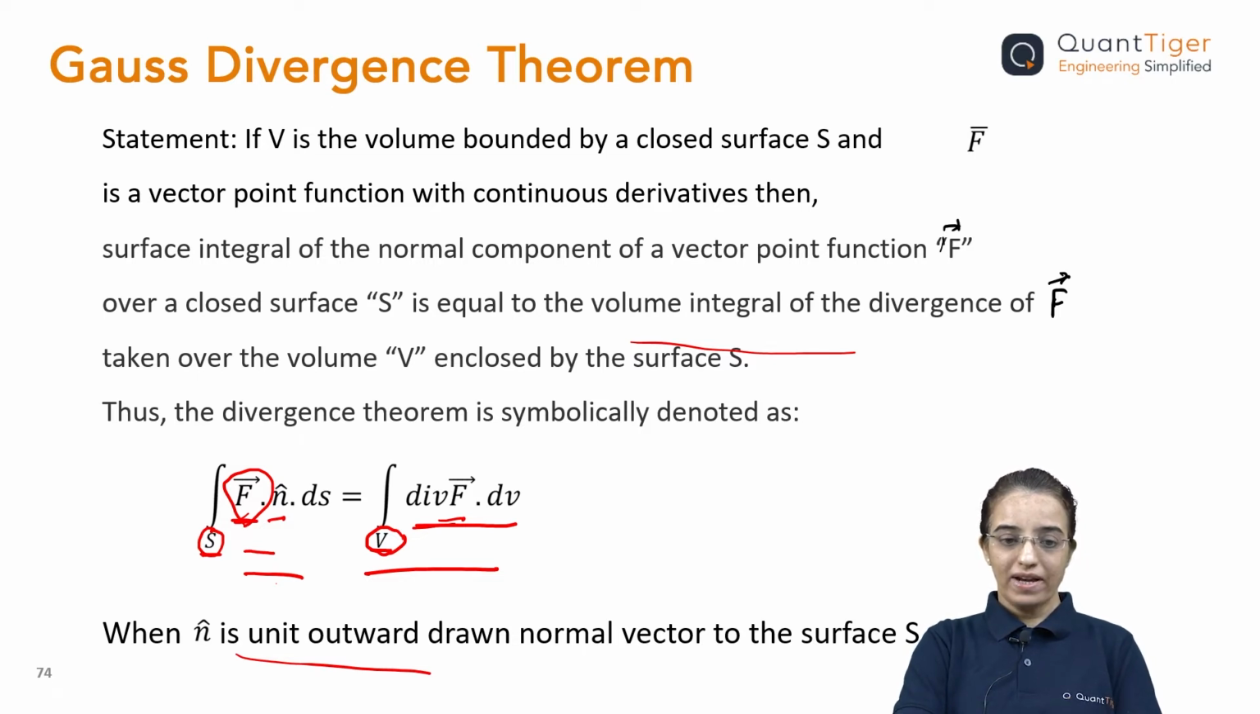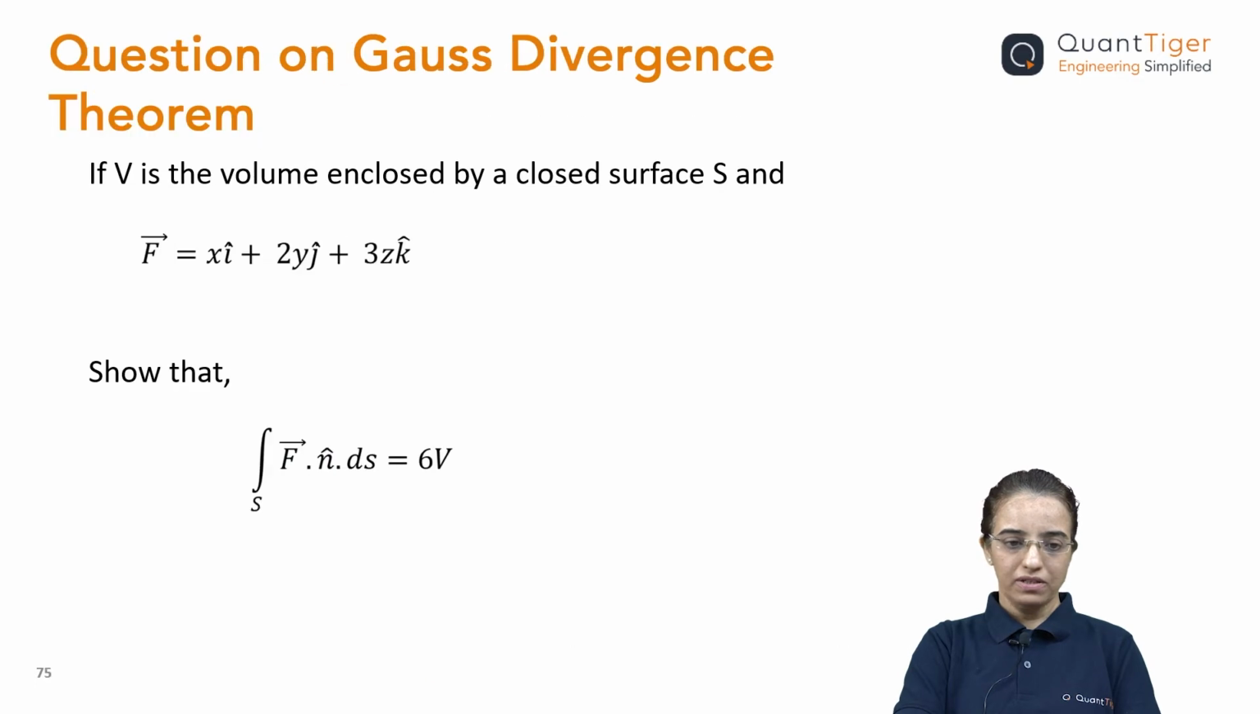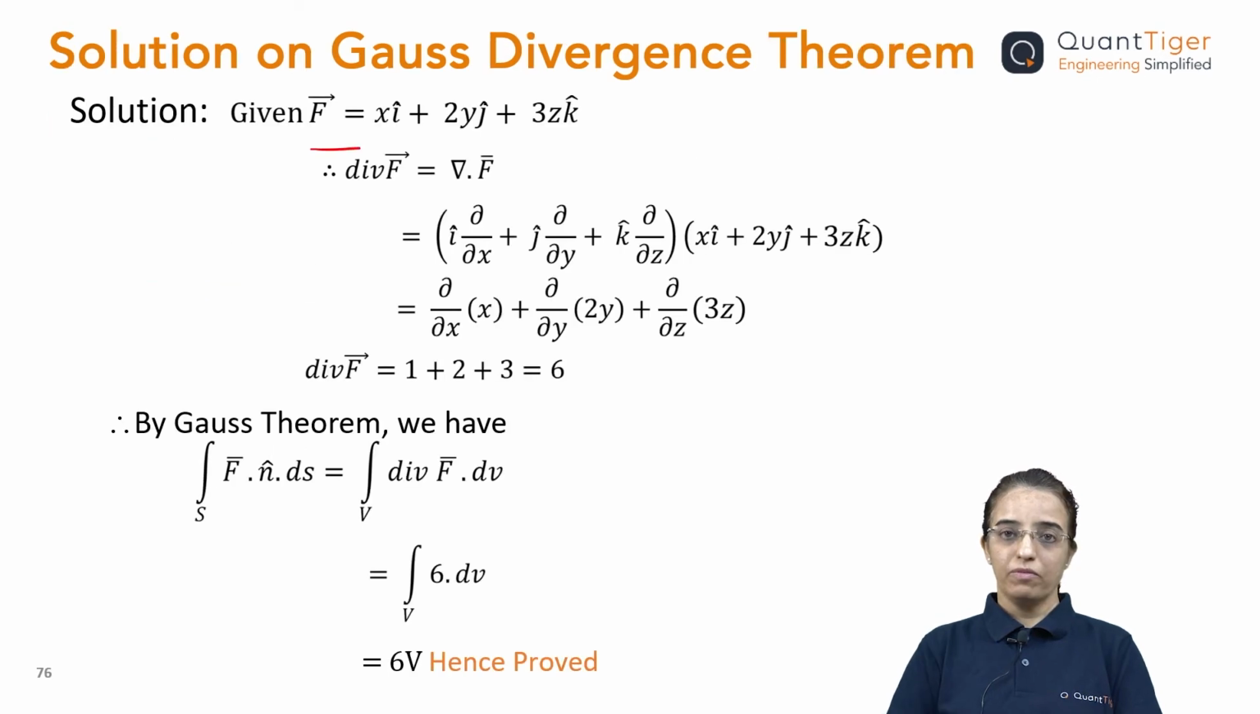Now, if you look at the question, it will be clear. If V is the volume enclosed by closed surface S and F is a given vector point function, then we have to show that the surface integral of F dot n cap ds is equal to 6V. So, first of all we will write the given vector function as it is. We will take its divergence.